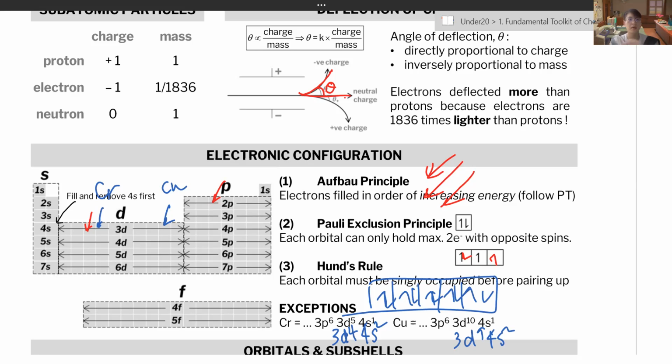Okay, so in all cases for electronic configuration, we always want to achieve a more stable electronic configuration. More stable means lower energy. So if we can achieve such stability by moving the electrons, of course you can't just anyhow move the electrons. Okay, so these are 2 exceptions in your syllabus that you need to remember.